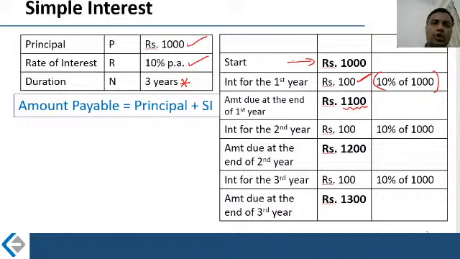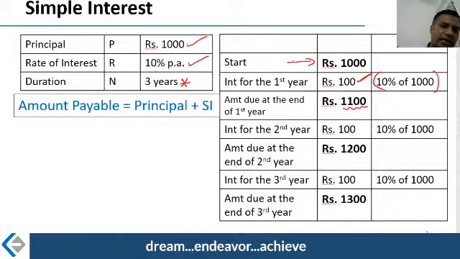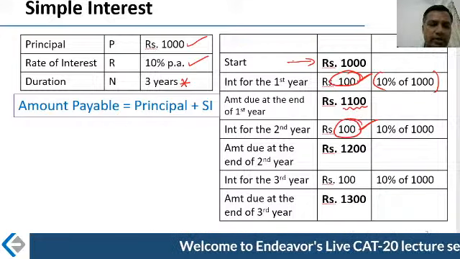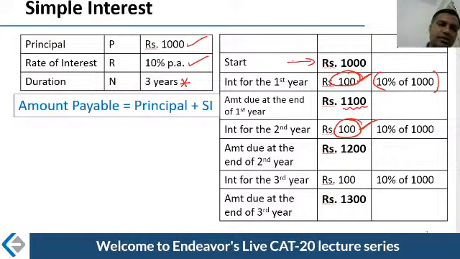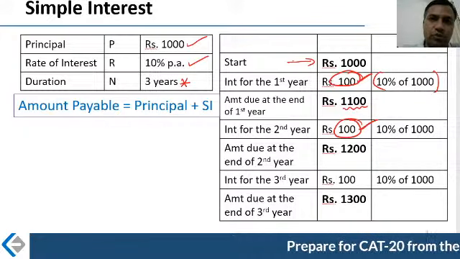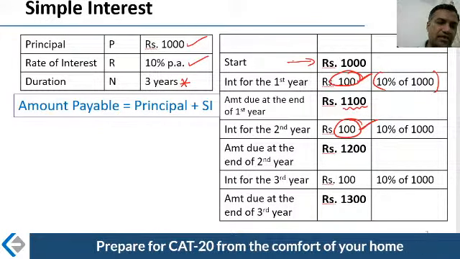Assume you decided that no, I'm going to keep it for 2 years. The scheme is simple interest. If you keep it for 2 years, the interest for the second year is also going to be 100 rupees. Interest for the first year and interest for the second year are going to be the same, reason being your scheme is simple interest. Therefore, the interest earned every single year is going to be the same, be it the first year or the second year. That is the key here.